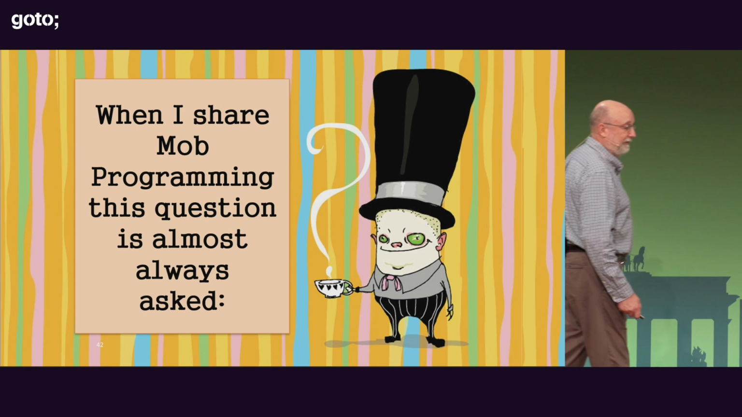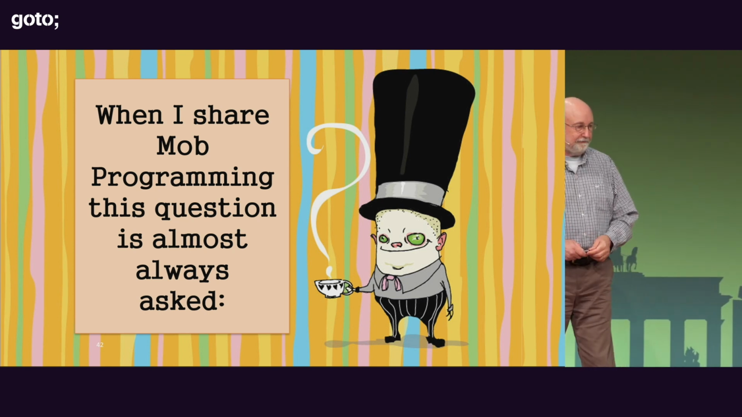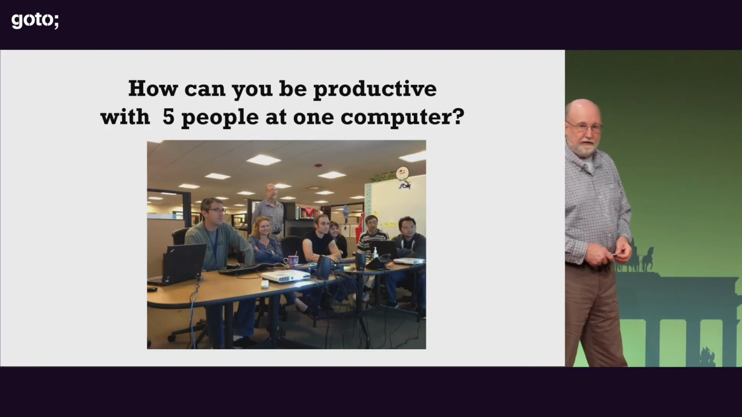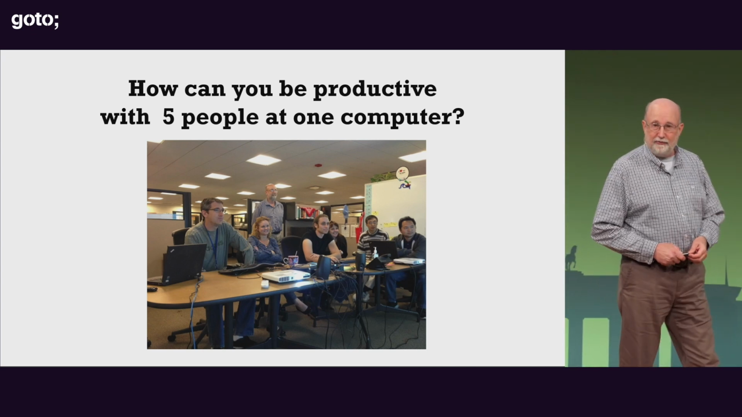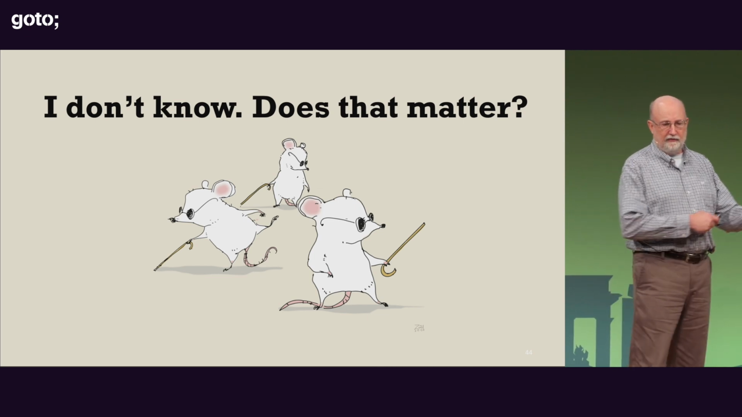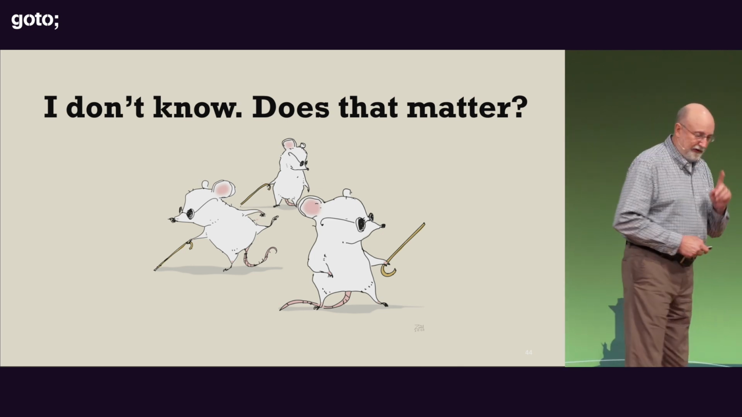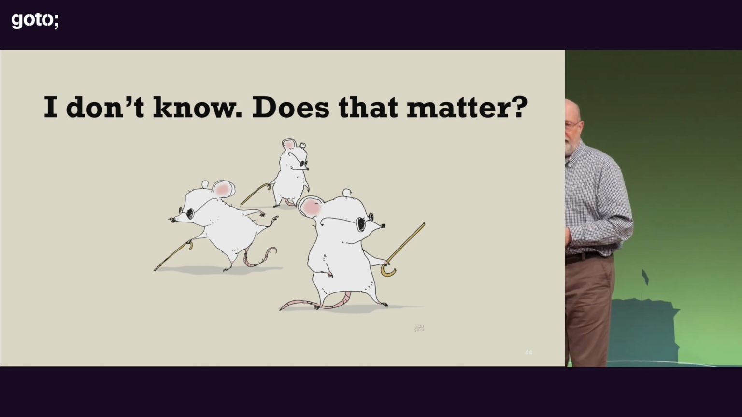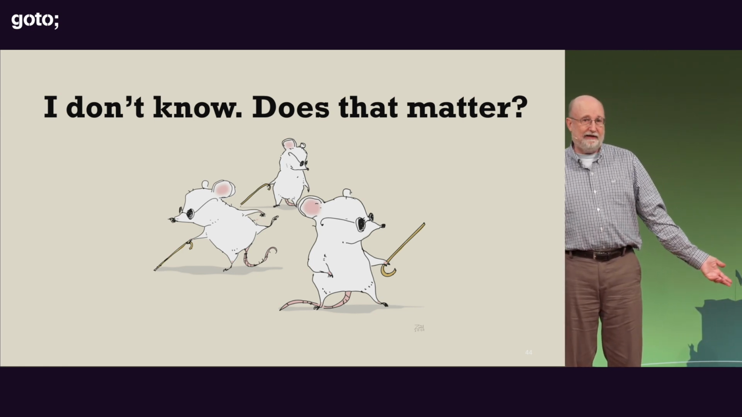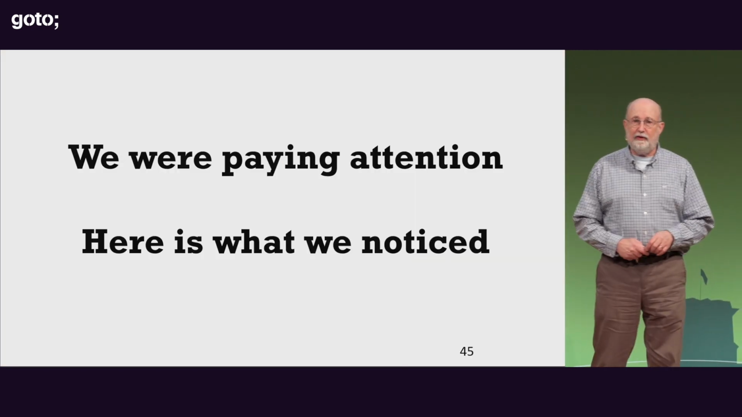So every time I do a mob programming talk like this one, I get a question, something like this. How can you be productive with 5 people at one computer? And at first I would say, I don't know, does that matter? Who really cares? The first time I gave this talk in 2012, or a version of a talk on mob programming, the first question I was asked was, how can you be productive with 5 people at one computer? And I looked at the group and I said, I don't really care about that. What I do notice is that we were paying attention, and this is what we found.